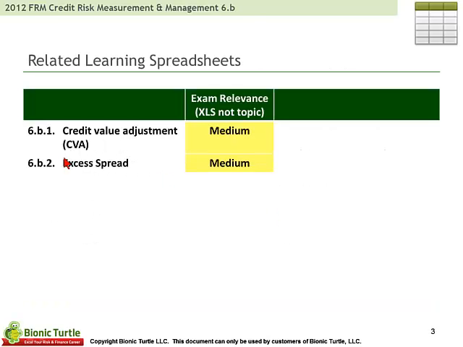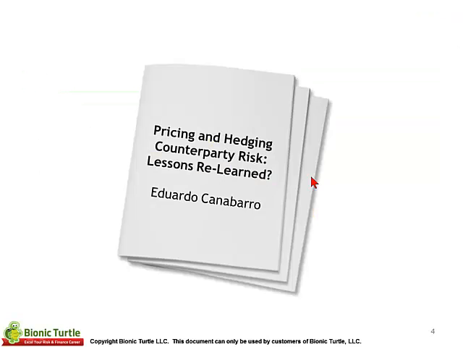2 learning spreadsheets. At the time I'm publishing this, I don't quite have up yet the credit value adjustment. It will be up. I would be very grateful if you wouldn't post on the forum about why it's not up there. I'm going to be putting it up after I publish the video, but it will show up eventually. So the CVA spreadsheet will illustrate the CVA concepts that we're gonna look at. I'm gonna really try to annotate that and make that useful to you. And then 6b2 excess spread illustrates a concept coming up in Culp.